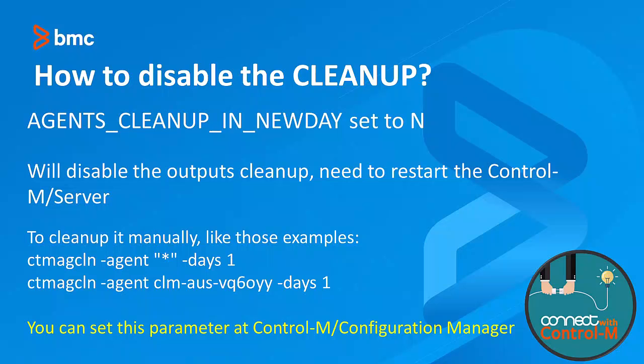If you want to improve your new day, you can disable the cleanups and execute them manually. We have those parameters. Agent cleanup in new day: this parameter, when set to null, will disable the output cleanup. To make it valid, you must restart the Control-M server. If you change this to null, you must create a job to do this cleanup. Here we have some examples. CTM AGCLN -agent star, that means all agents, -day, the number of days that you want to keep. Or CTM AGCLN -agent, the agent name, -day, the number of days.